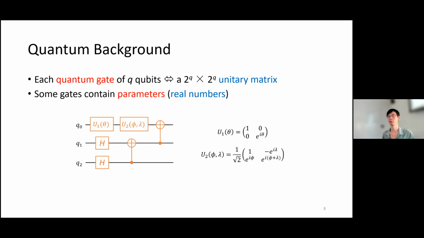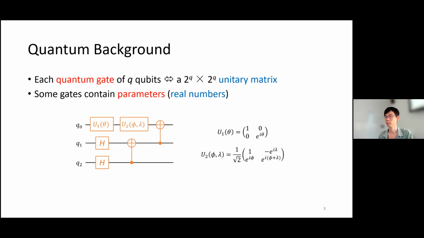So first, for quantum computing, each quantum gate of q qubits is equivalent to a 2^q by 2^q unitary matrix. And some gates contain parameters, and parameters are all real numbers. For example, the figure on the left is an example of a circuit containing a Hadamard gate, a CNOT gate, and U1 and U2 gates. U1 and U2 contain parameters, and their matrix representations are shown on the right.